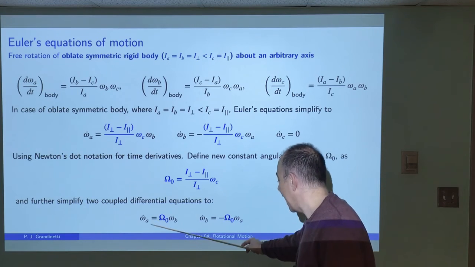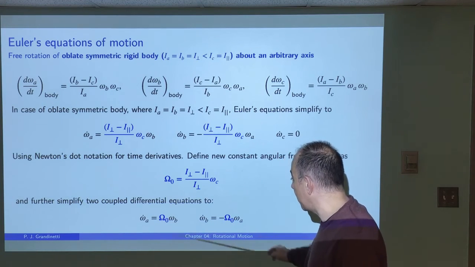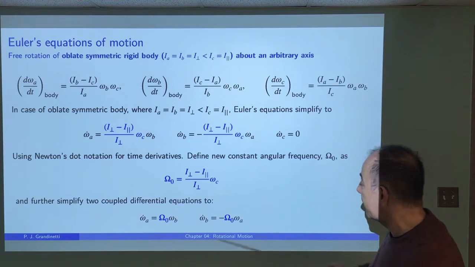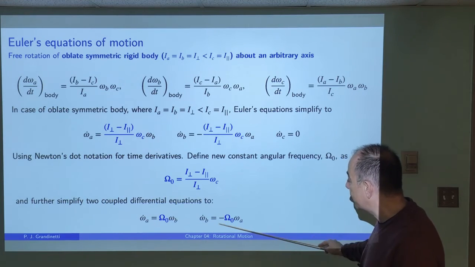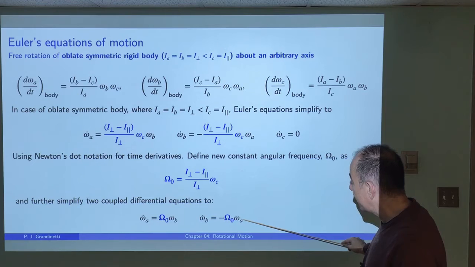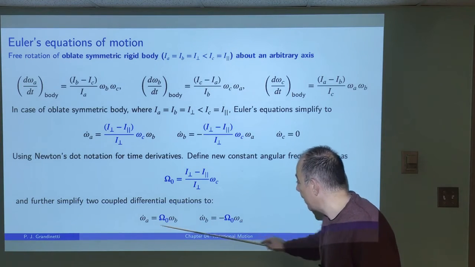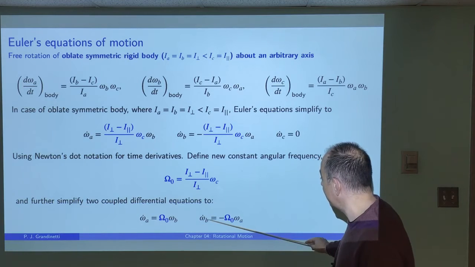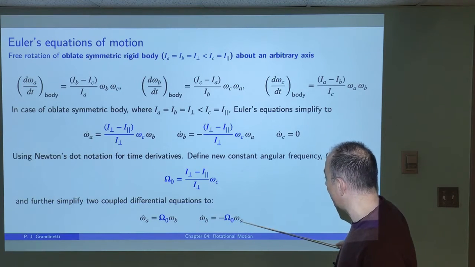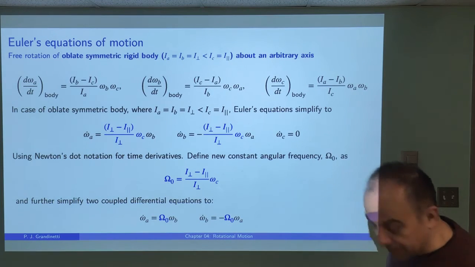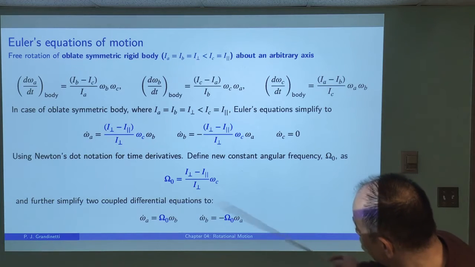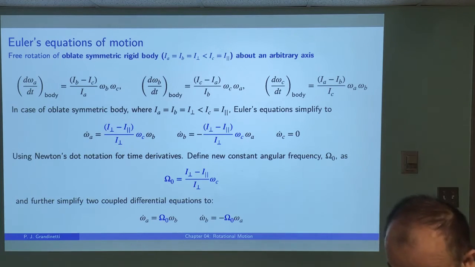Omega dot A is equal to capital omega naught times omega B, and omega dot B is equal to minus capital omega naught times omega A. So these are coupled differential equations. This one depends upon B, and this one depends upon A. So they require knowing the solution of the other in order to solve it.